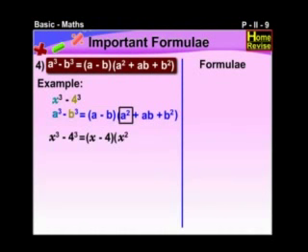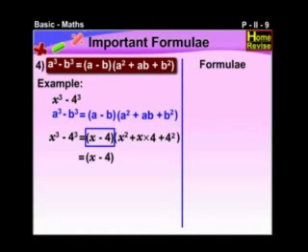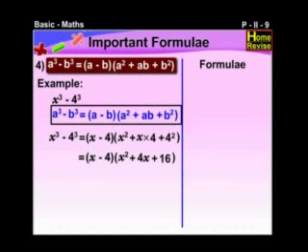A square, that is square of x. A into b, that means x into 4. Square of b means square of 4. Now simplify this step. X minus 4 in the first bracket. Now see the second bracket, x square as it is, 4 into x, that is 4x, plus square of 4 means 16. That means formula is a cube minus b cube is equal to, in the first bracket a minus b, in the second bracket a square plus ab plus b square.